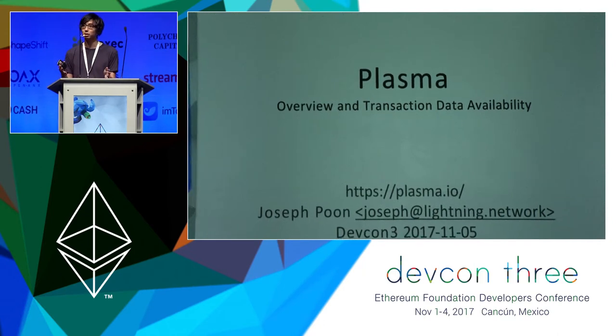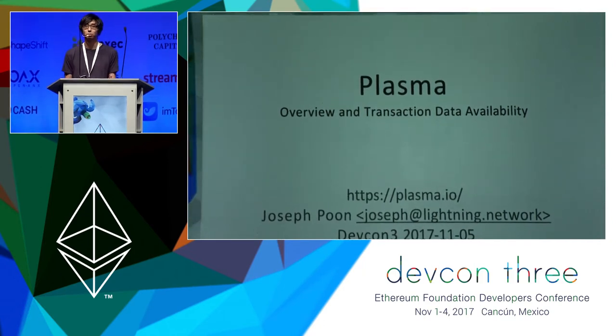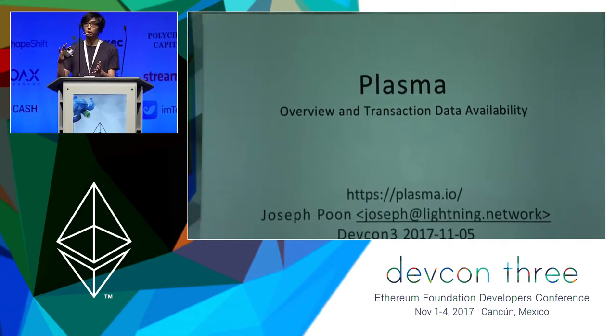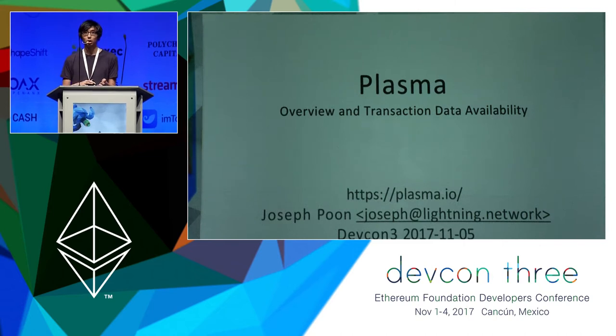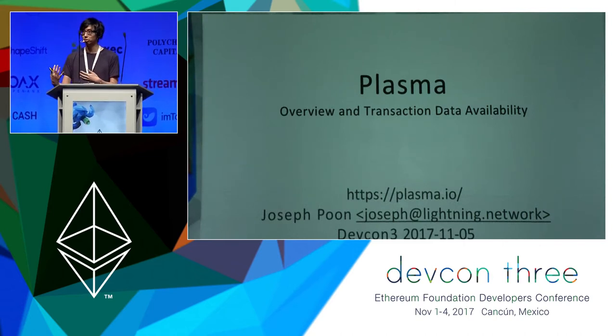I'm here to talk about Plasma, and this is going to be an overview for about the first 10 minutes. If you've already seen the other presentation, a little bit of this might be review. The second half is going to be exploring the narratives around data availability and the data availability problem. Vitalik has been talking about this data availability problem for the past several years, and it is very critical when it comes to Ethereum base layer scalability such as sharding.